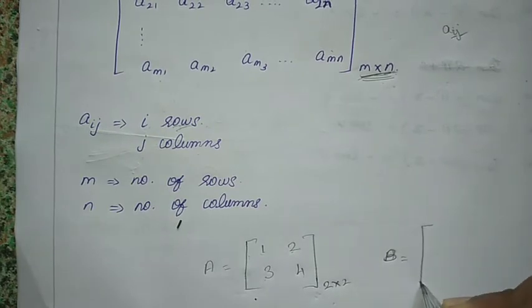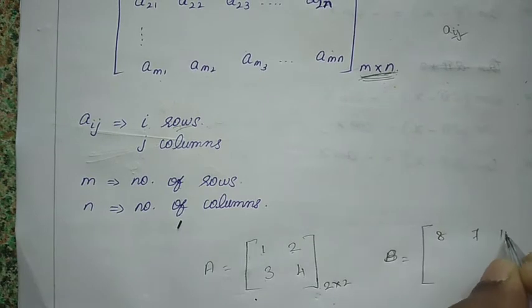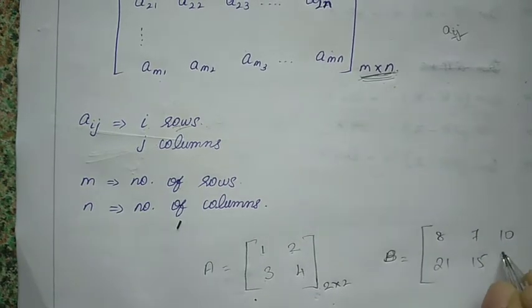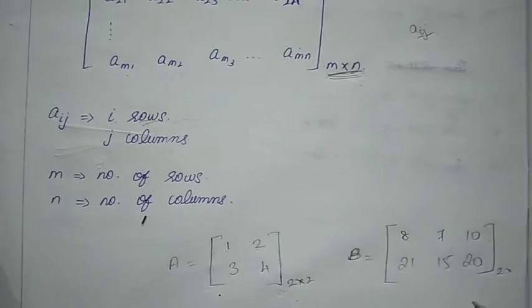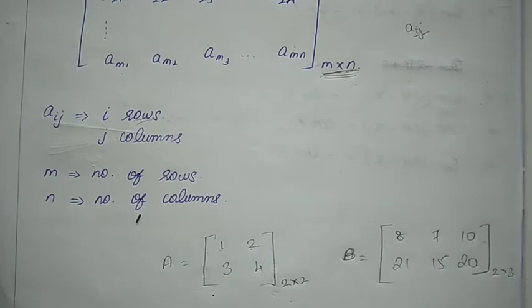Matrix B is equal to 8, 7, 10, 21, 15, 20. Here there are 2 rows, so I will write 2 by. How many columns do I have? 3. So this will be a 2 by 3 matrix. This is also very important, to know the order of a matrix.